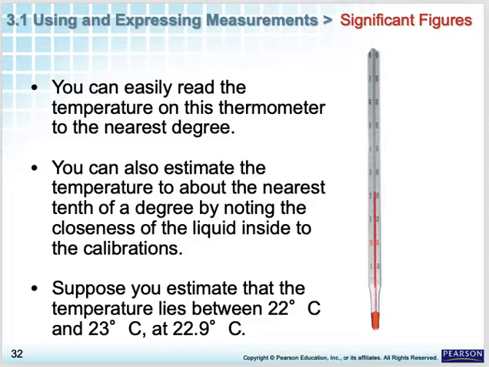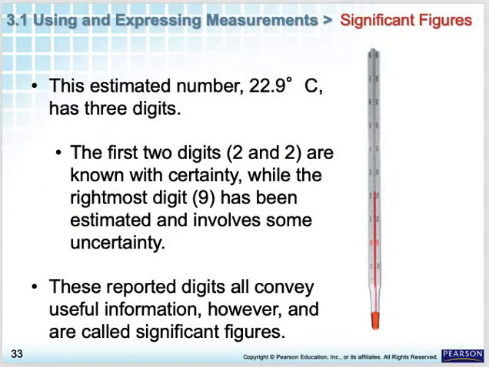If I were to read it, I would estimate the value between 22 and 23. Since it's very close to 23, I would maybe call it 22.9. That last digit is estimated because there are no markings. Between the markings is your estimated digit, and that is where your significant digits or your uncertainty lies. The first digits, the 2 and the 2, are known, whereas the 9 is estimated. In fact, you may estimate it at 8. That's also an acceptable answer.